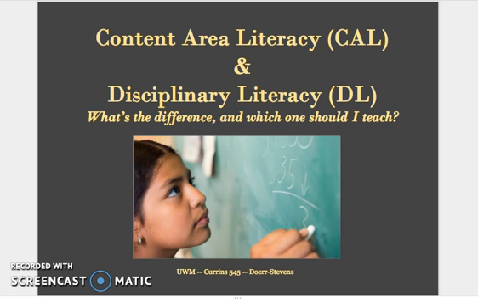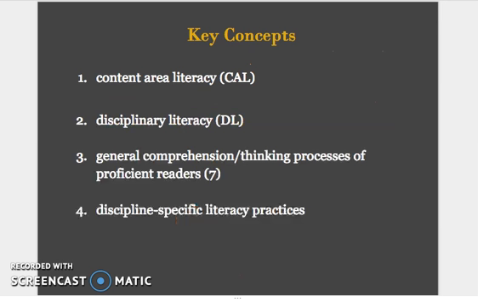And so this presentation hopes to at least spell out and explain a little bit how they differ. So some of the key concepts that we'll be addressing are content area literacy, often abbreviated as CAL, disciplinary literacy, DL, and then general comprehension thinking processes, and discipline-specific literacy practices. And a lot of these concepts are also explored in your readings for this week.